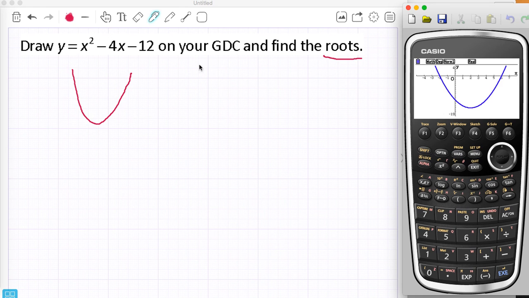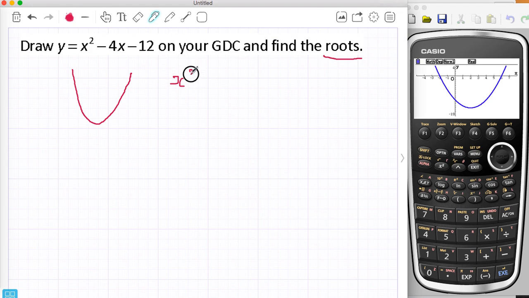Now the roots are where this curve goes through the x-axis, or the roots are where the curve x squared minus 4x minus 12 is equal to 0. So now I want to say, where is that? Can I find it on the graphic calculator? Well, for this one, it looks like it's at -2 and 6. I'm just going to verify that.